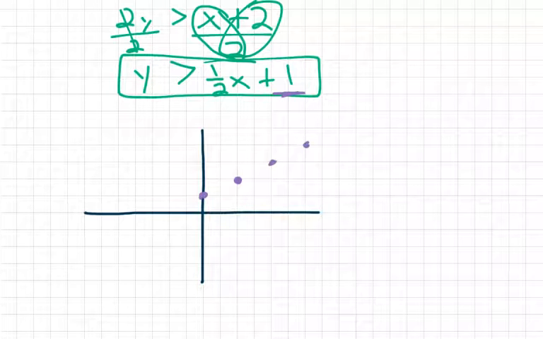Instead of going up and to the right, you could also go down and to the left. So down 1, left 2, down 1, left 2. That should be plenty of points.